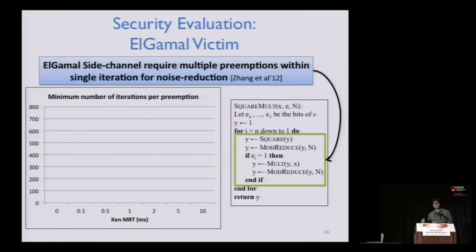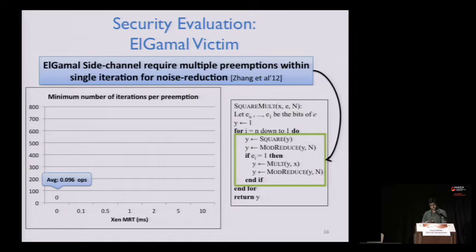So what we measured is exactly the number of iterations that happen between two preemptions, prime and probe preemptions. In the attack setting, what we saw is that the attacker was able to preempt each iteration almost 10 times. And this was essential for noise reduction in their work.